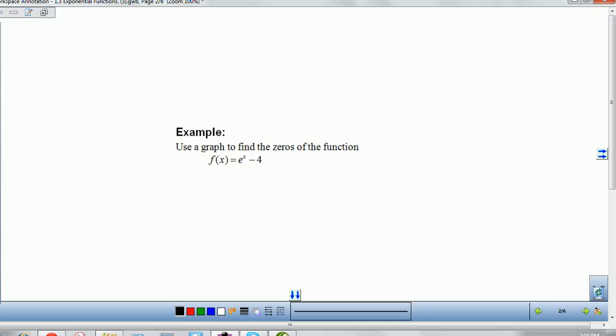Looking at this example, it says use the graph to find the zeros of the function. Go ahead and graph that and try to find the zeros. That's where it crosses your x-axis. When you think about the graph and what it looks like, it's going to have your horizontal asymptote down here at -4, then go up sharply like that. And you notice that it crosses between 1 and 2, and so then your zero is at x equals 1.386.